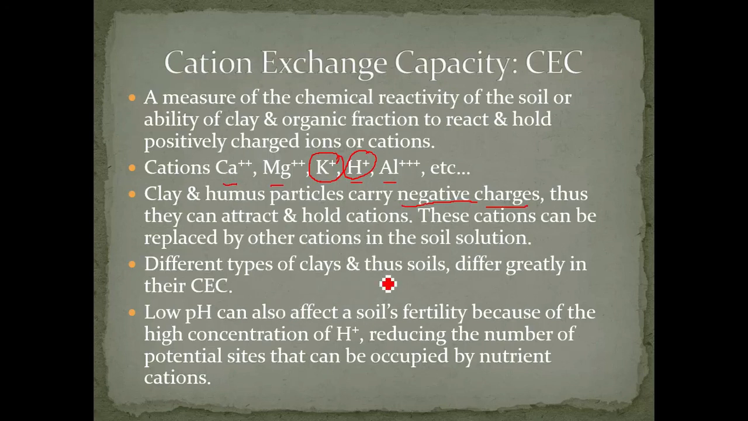Different types of clays and thus different soils will differ greatly in their cation exchange capacity. And this thing about low pH: when you have low pH, remember you have a high H plus concentration. H plus, being a cation, will occupy sites on the soil particles. And if that site is occupied by a hydrogen cation, that means it cannot be occupied by a potassium, a magnesium, or a calcium ion. So when you have a low pH, you reduce the number of potential sites that can be occupied by nutrient cations.